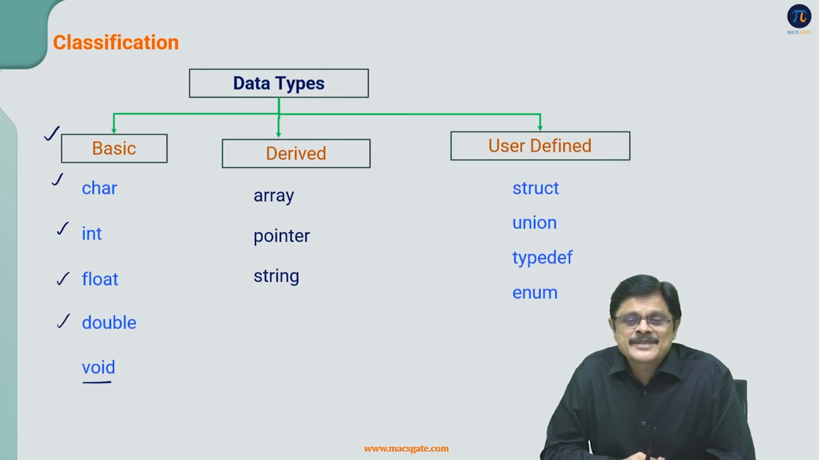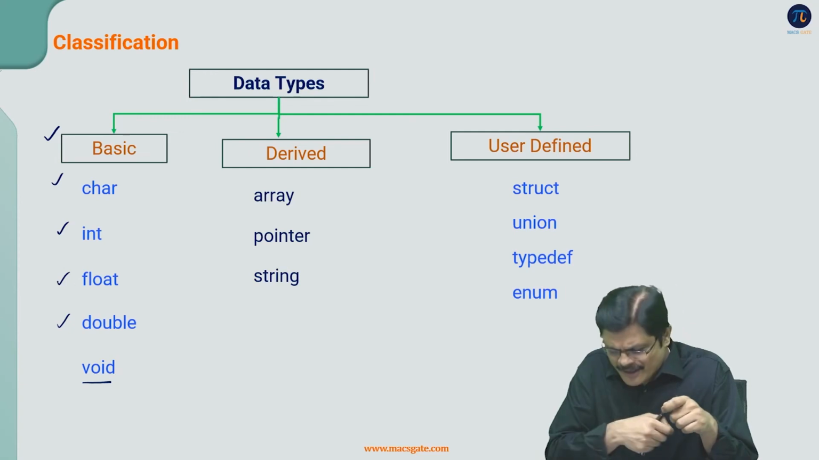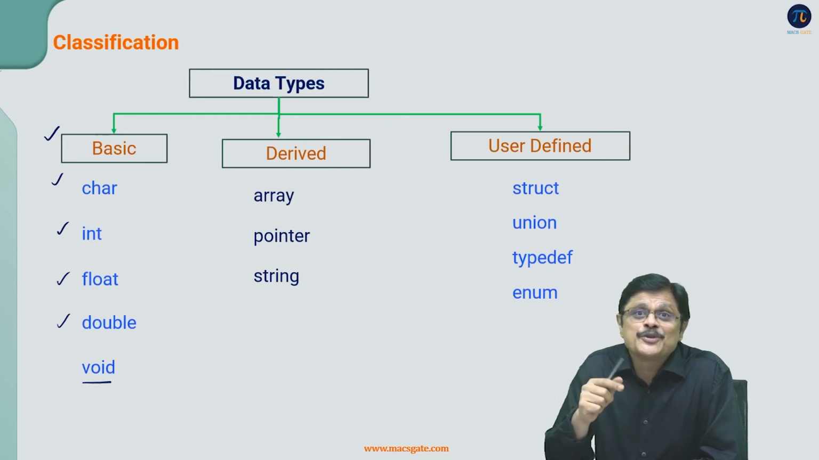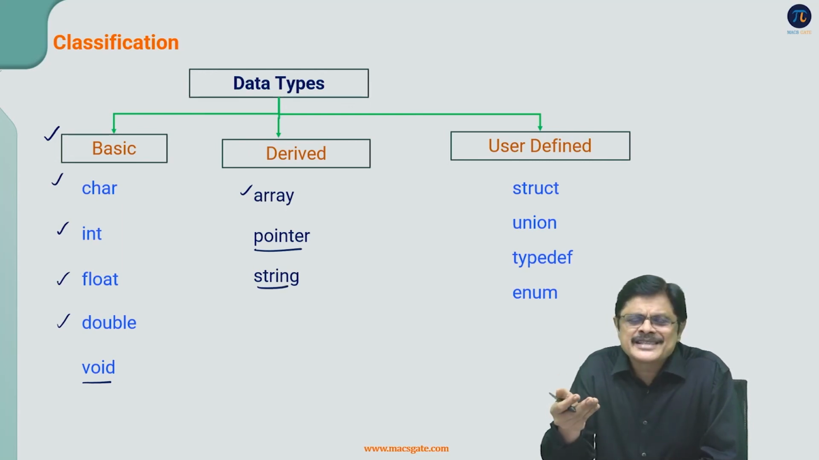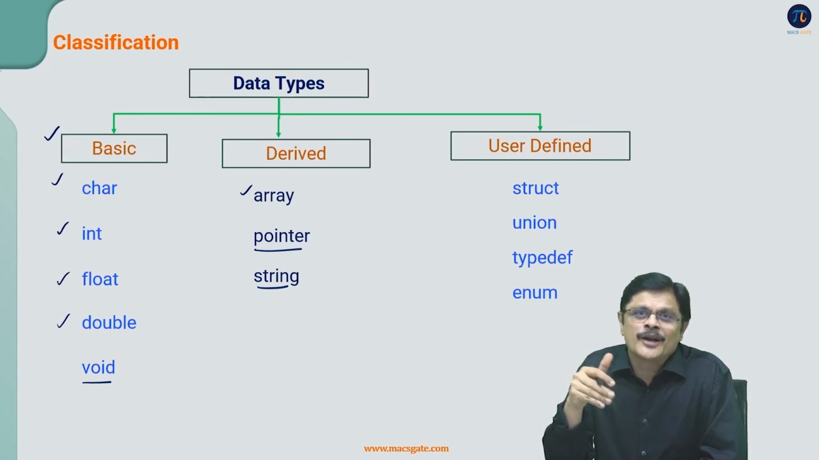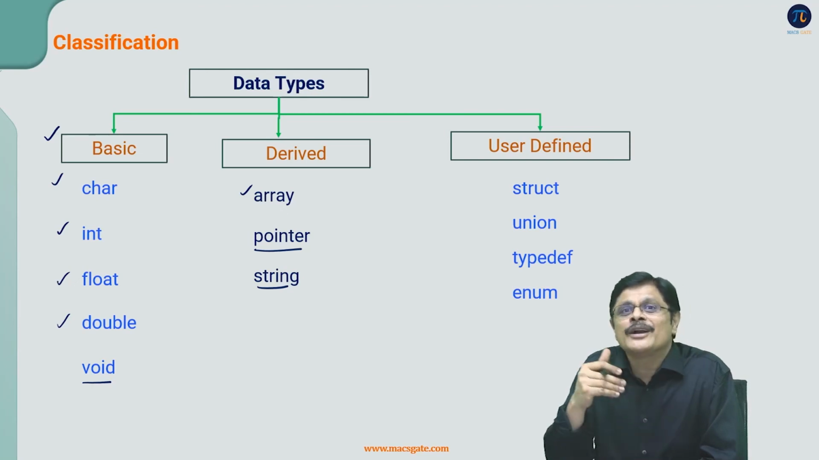Then derived data types are like a group of things, maybe similar or different things, or a special type of data types which can be used for different purposes. Under that we have arrays, pointers and strings. Of course, string is also a kind of array only. Pointer is a special type of data type which is used to store the addresses of variables. They are all derived data types, not built in. I mean, they are all available in the language, but they are not fundamental. They are called derived data types.